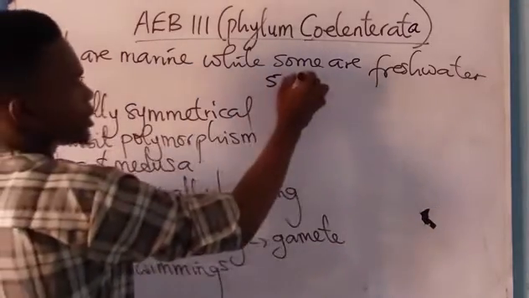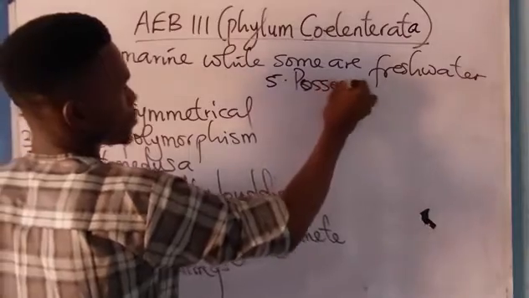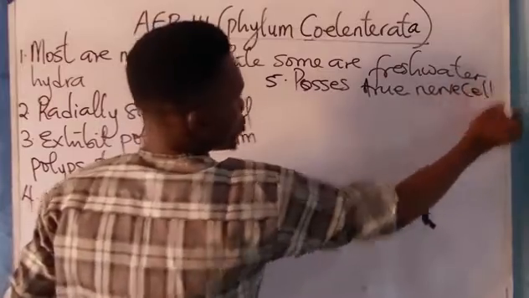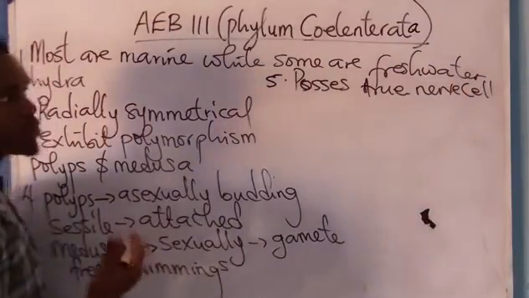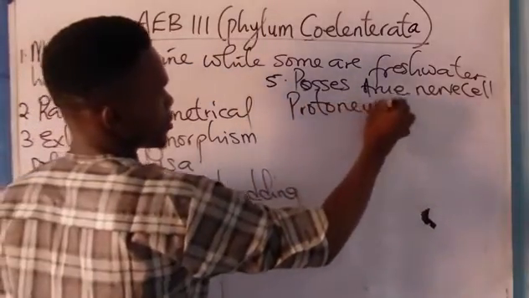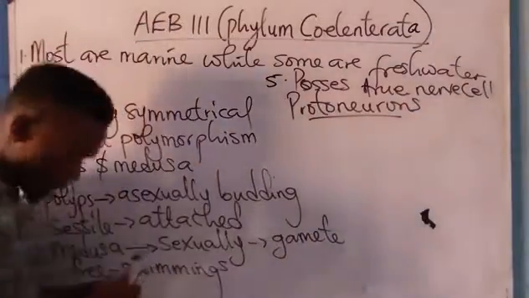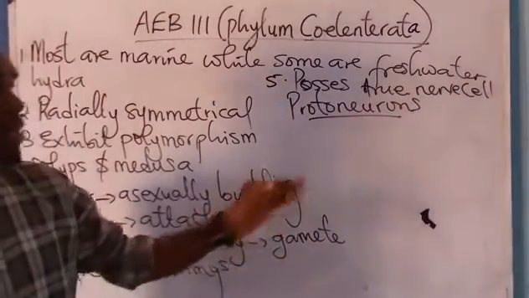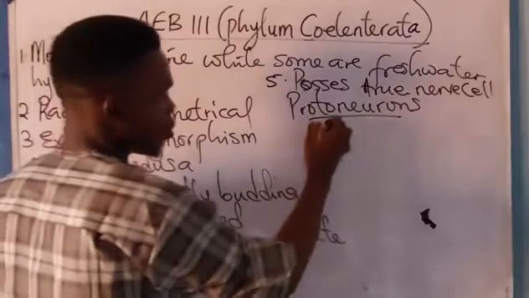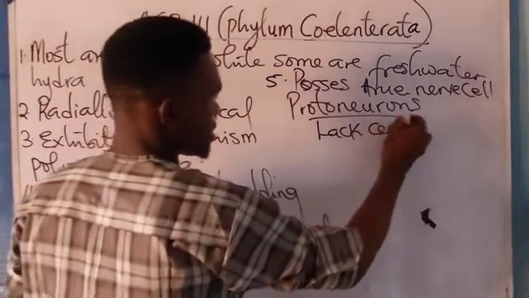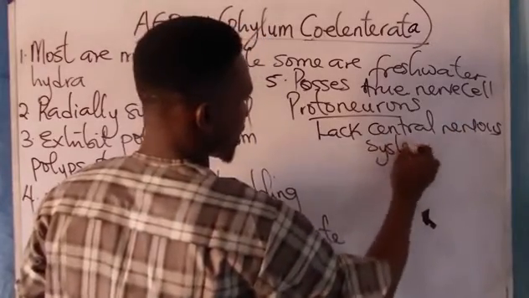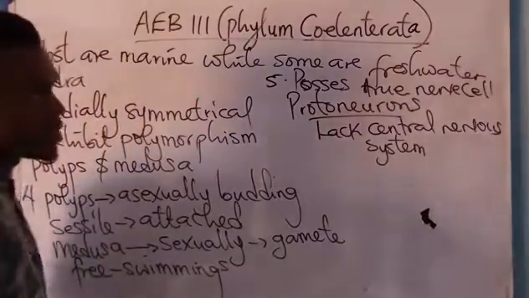Now again, they possess true nerve cells. The true nerve cells possessed by the coelenterates are called protoneurons. However, they lack a central nervous system. What did I say? They lack a central nervous system.